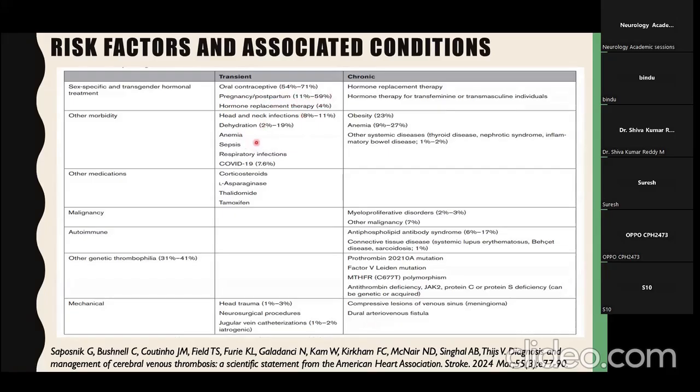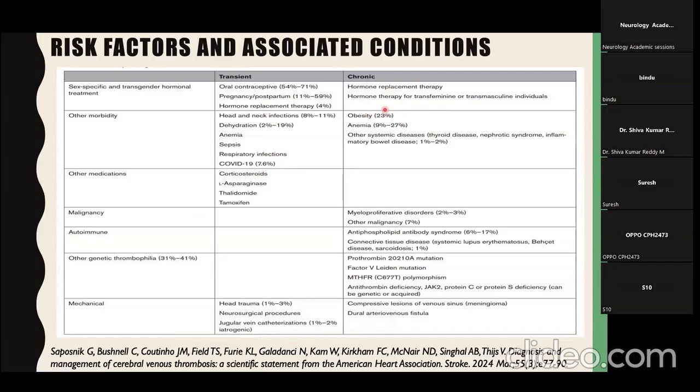And the other causes causing CVT are head and neck infections, dehydration, anemia, sepsis, respiratory infection, and COVID-19 and its vaccination. Drugs like corticosteroids, asparaginase, thalidomide, tamoxifen are associated with increased risk of CVT. Head trauma, post-trauma head trauma can cause CVT, and neurosurgical procedures and iatrogenic causes like jugular vein catheterization are associated with CVT, and these are the transient causes.